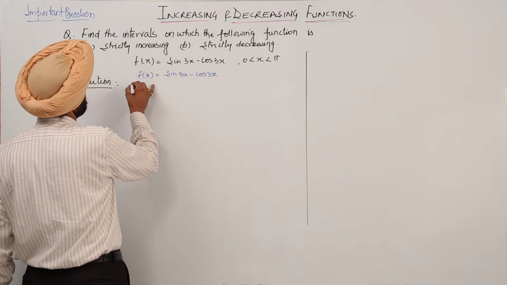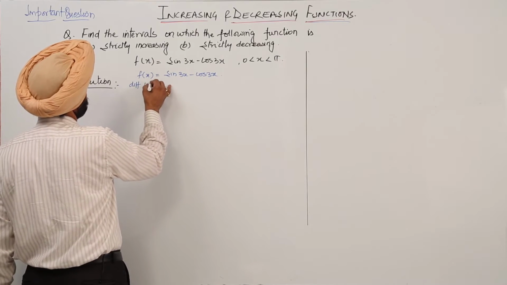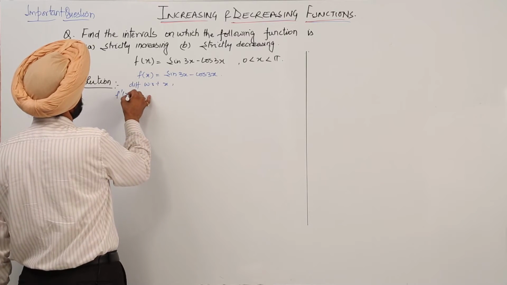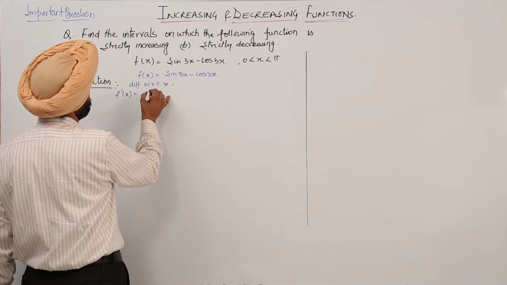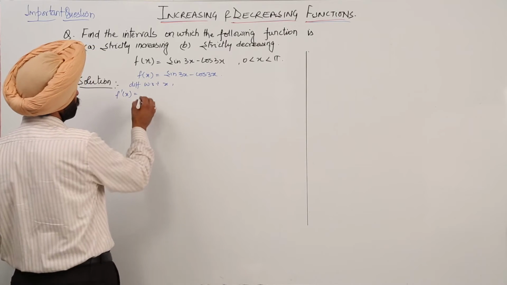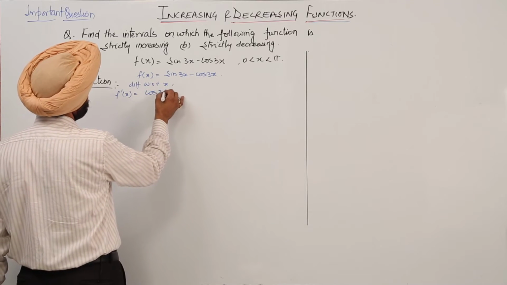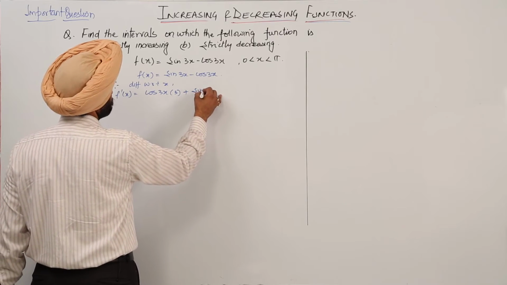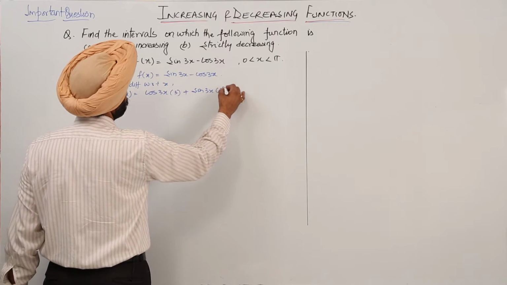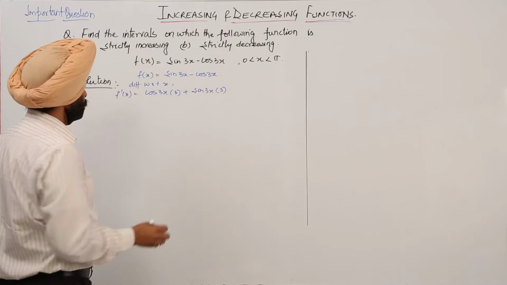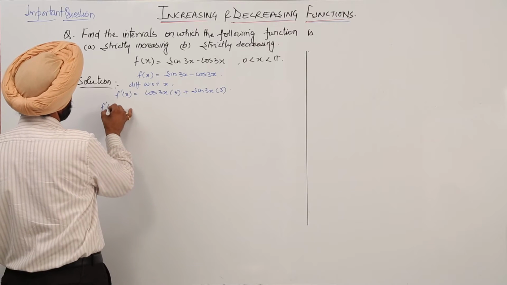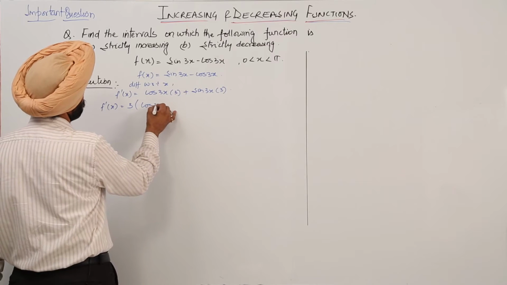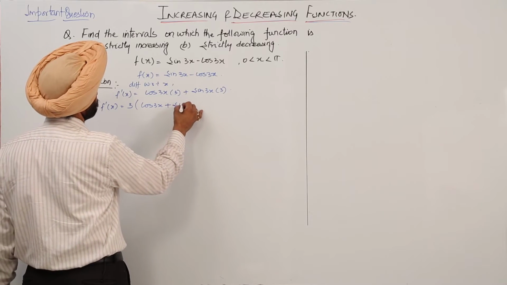Now f'(x), differentiating with respect to x, f'(x) is equal to, now sin 3x derivative will be cos 3x with 3, plus sin 3x with 3. Okay, so it becomes f'(x) is equal to 3 with cos 3x plus sin 3x.